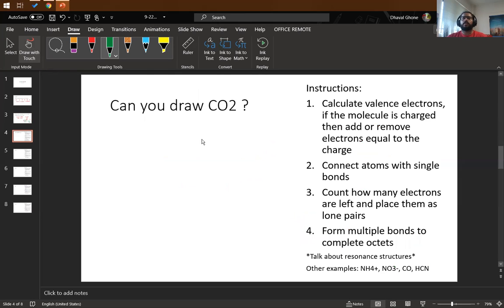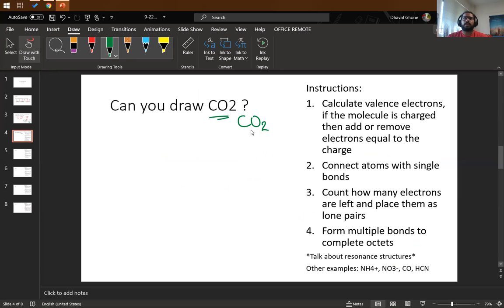So the first one we're going to try is carbon dioxide, CO2, and there are basically instructions over here, these 4 points which you can follow to make the structure. And so we'll do that too. Step one is calculate the valence electrons on the molecule, and if the molecule is charged, then add or remove electrons equal to the charge.